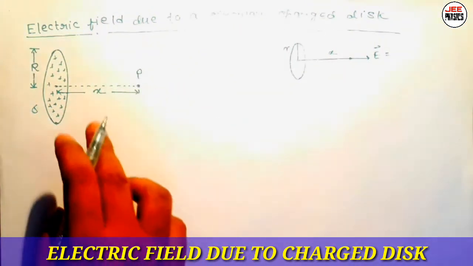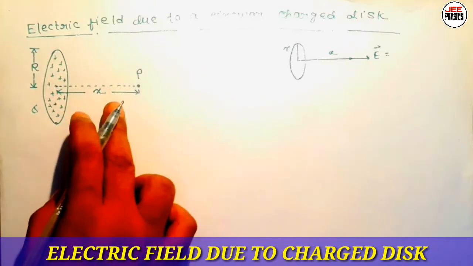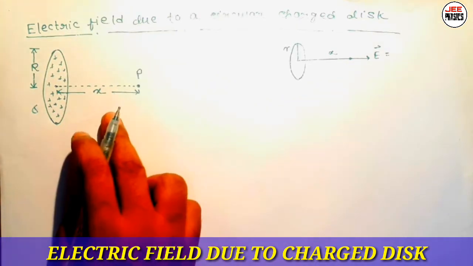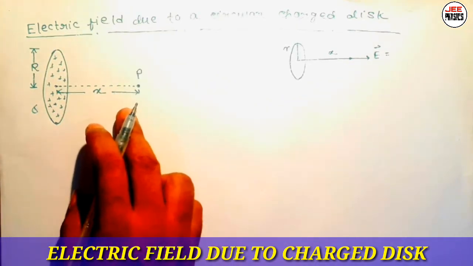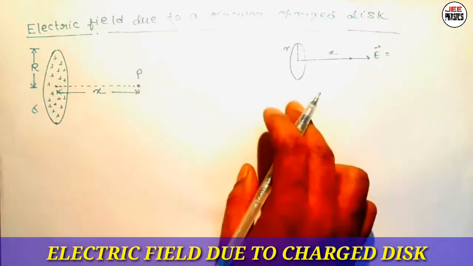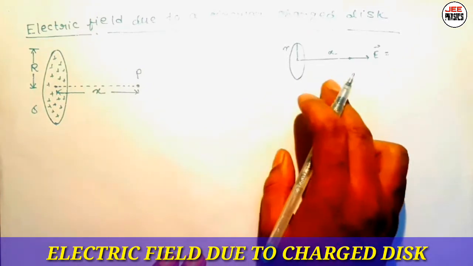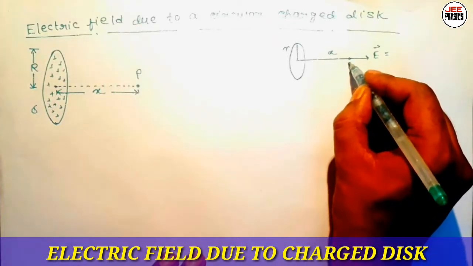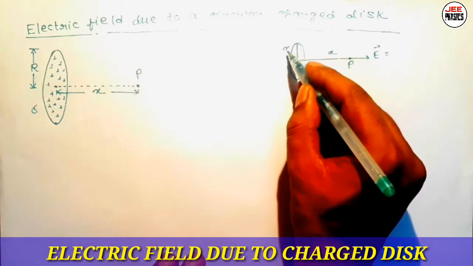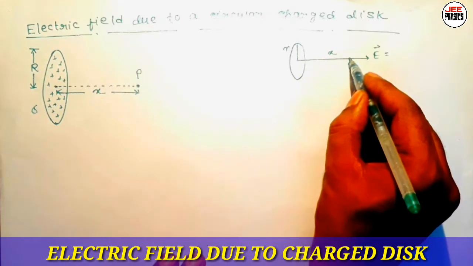Now this point P is on the axis of the disk at a distance x from its center. To calculate electric field due to the disk, we have to apply the integral form of superposition principle, and before that we have to know the electric field due to a charged circular ring. So I have drawn a separate figure for this reason, the electric field at the point P due to this charged circular ring. This is a circular ring of radius r, and we have to calculate the electric field at a distance x from the center.